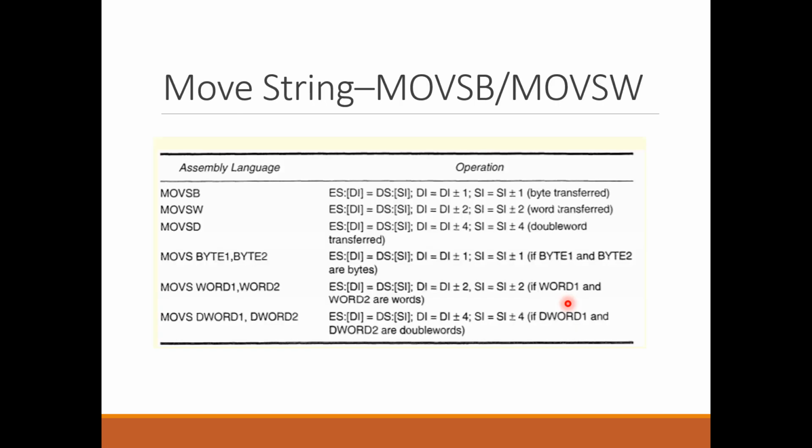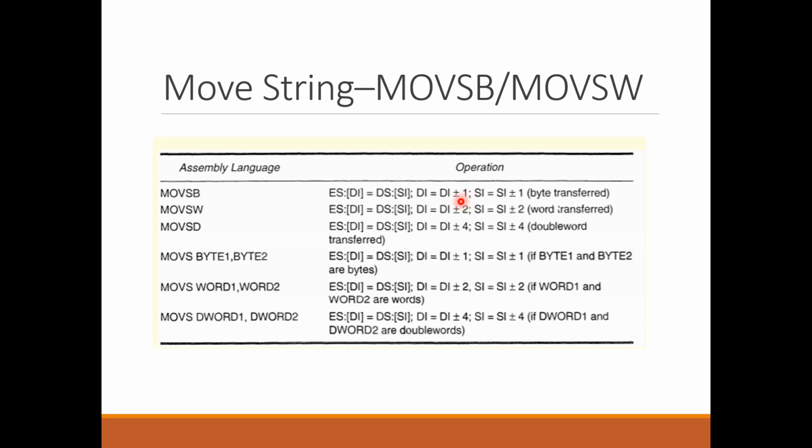Let's go to the instructions, and we are going to begin with the move instruction. Move string is written like this: MOVS, move string, byte or word or double word. If you are moving only a byte, we need to use MOVSB, and MOVSW for the word and those kinds of things. Every time, according to the value inside the direction flag, the offset is going to be incremented or decremented.